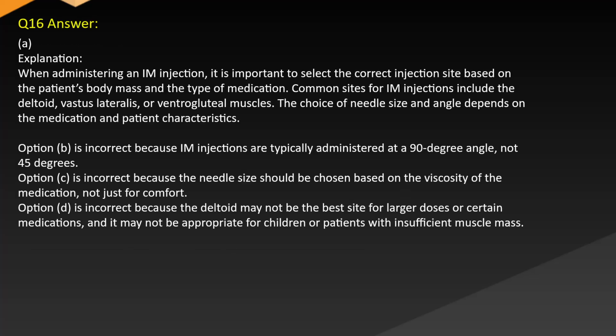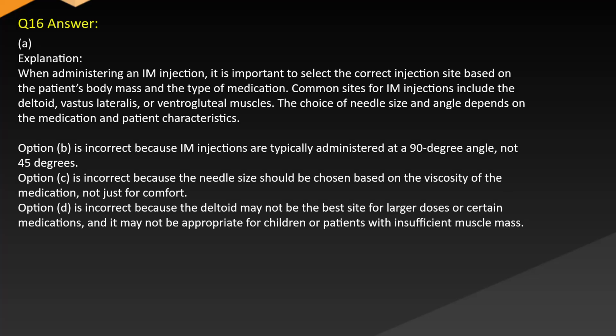Answer A. Explanation. When administering an IM injection, it's important to select the correct injection site based on the patient's body mass and the type of medication. Common sites for IM injections include the deltoid, vastus lateralis, or ventrogluteal muscles. The choice of needle size and angle depends on the medication and patient characteristics.